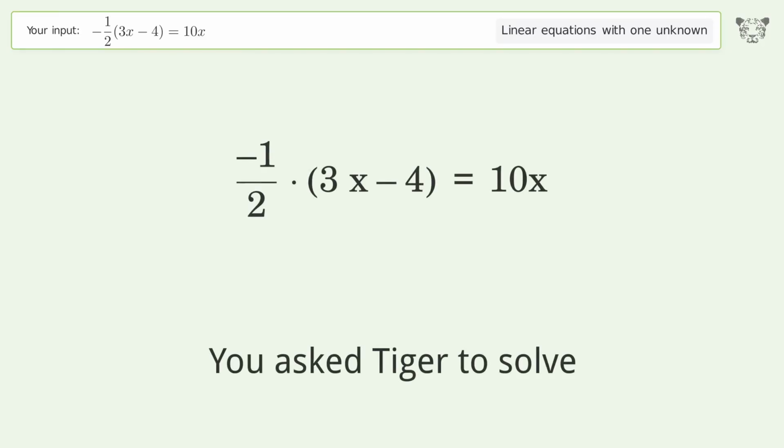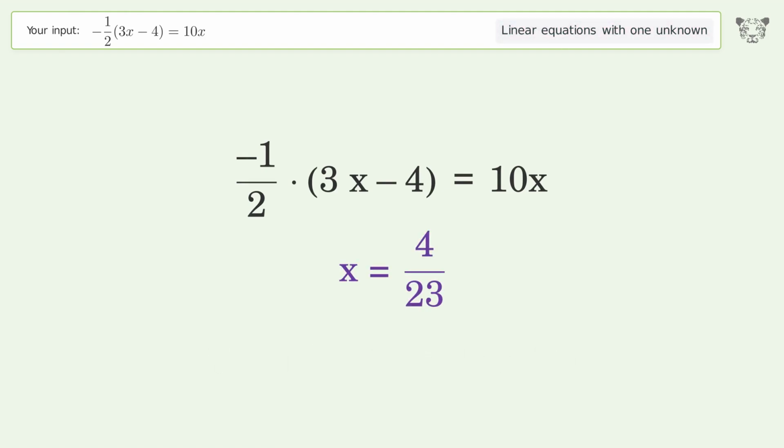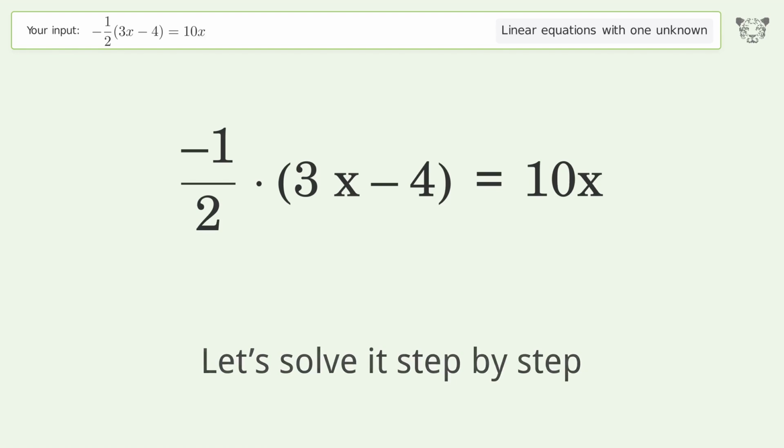You ask Tiger to solve. This deals with linear equations with one unknown. The final result is x equals 4/23. Let's solve it step by step.